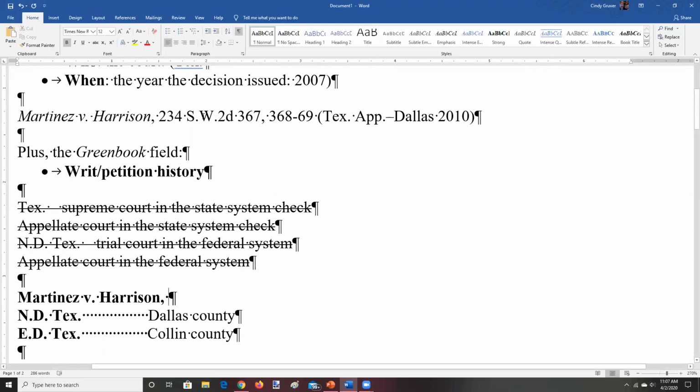Obviously, we know that if it's in the federal court system, it can't be in the Southwestern Reporter. If it's in the federal trial court, we know it's going to be a Fed. Supp. So I'm going to say 402 F. Supp. I'll say it starts on page 4. Well, actually, we can use the same page numbers.